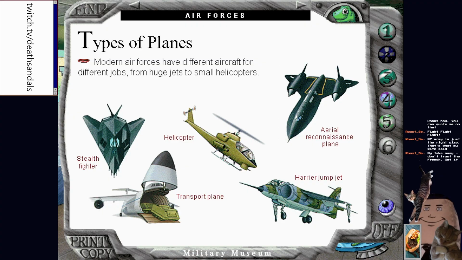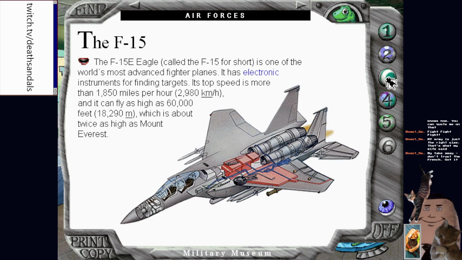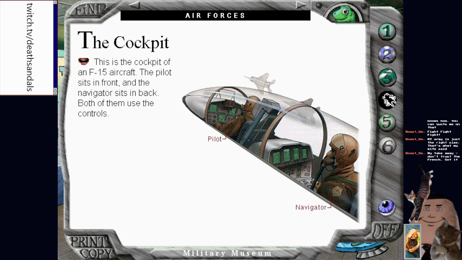Oh yeah, stealth bombers, aerial reconnaissance. The F-15. The F-15E Strike Eagle, that's it. We haven't actually called it the F-15 for short. It is one of the world's most advanced fighter planes. It has electronic instruments. I've got so many flight sims I want to check out. This is the cockpit of an F-15 aircraft. I just need to actually get off my ass and do it.